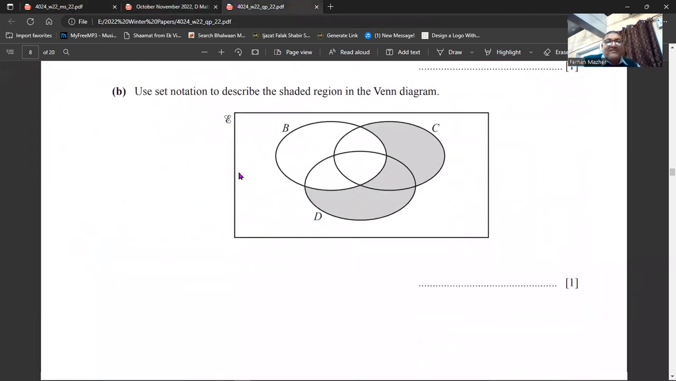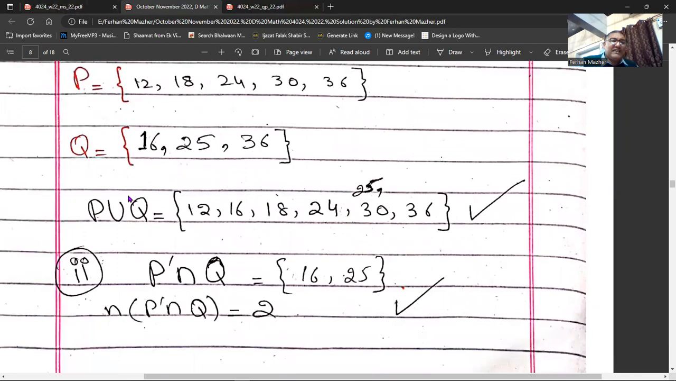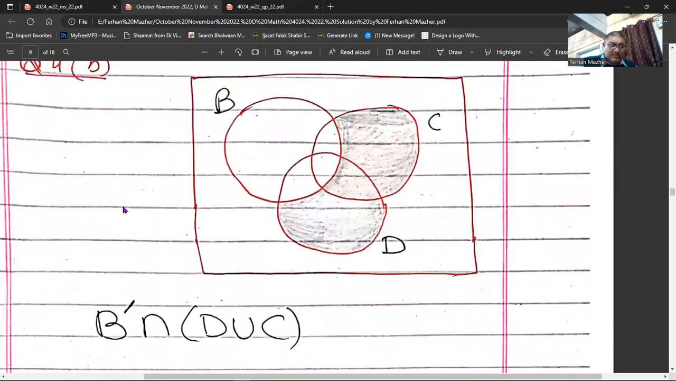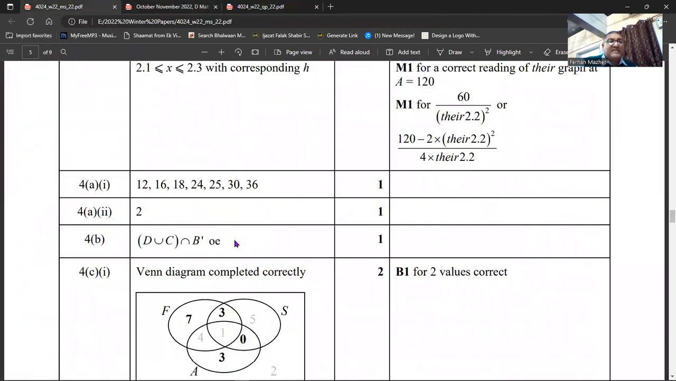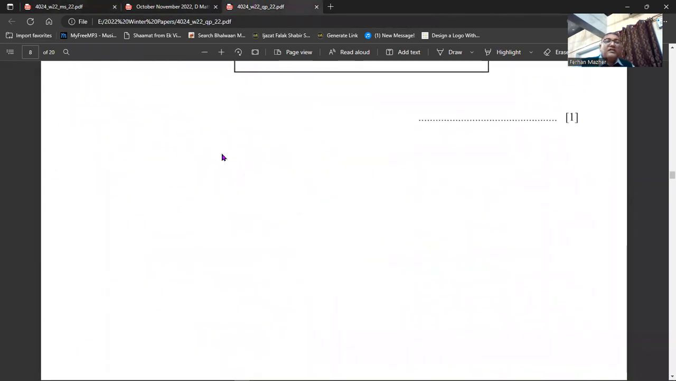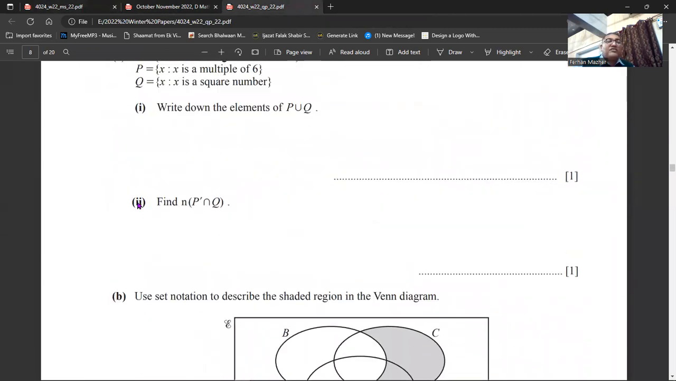Okay, then we have this. He says use set notation to describe the shaded region in the Venn diagram. It's clearly B complement intersection D union C. I think this is B complement intersection D. This is B complement intersection D union C. B complement intersection D union C is the right answer, sir.